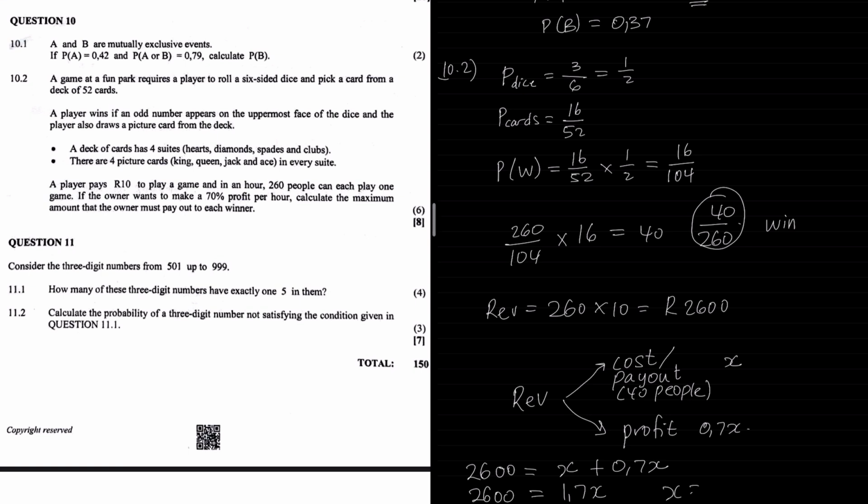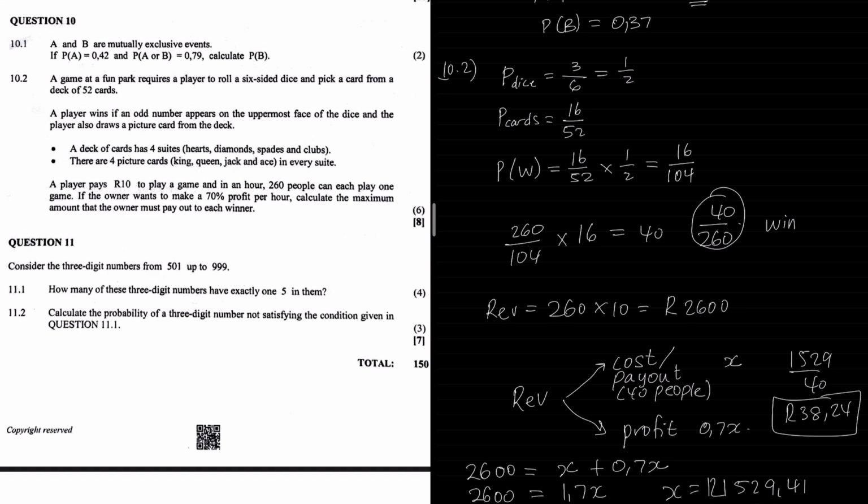That means x is equal to 1529.41. Now remember, this is the payout to the 40 people. That's the payout to the 40 people. So each person would then get 1529 divided by 40, which is 38.24 rands per person.